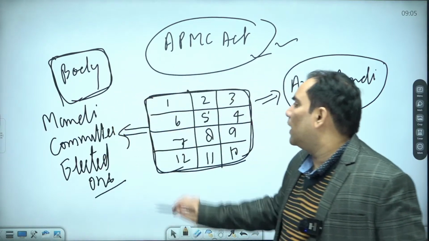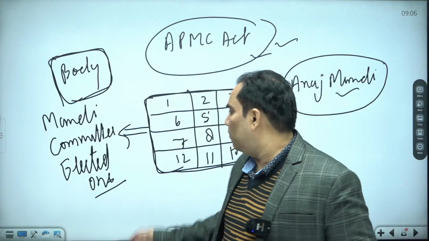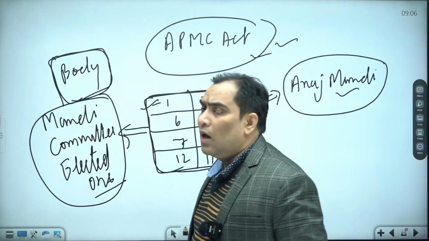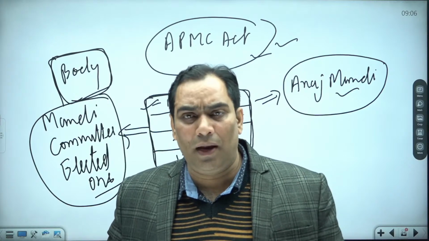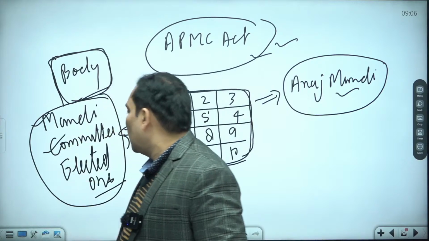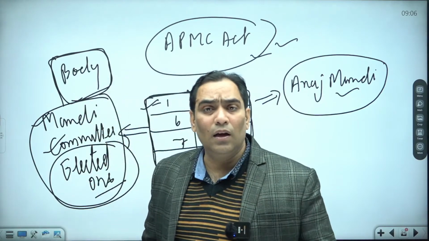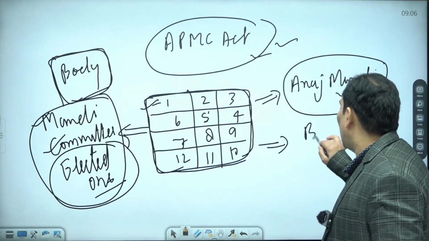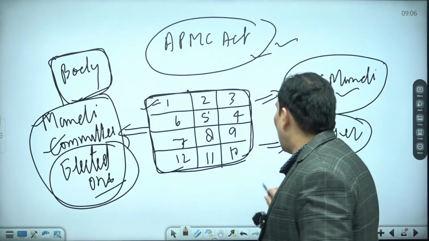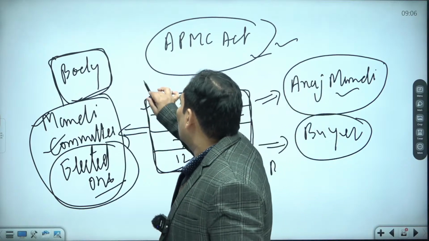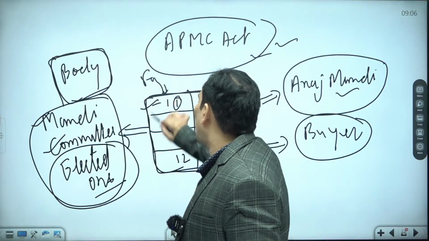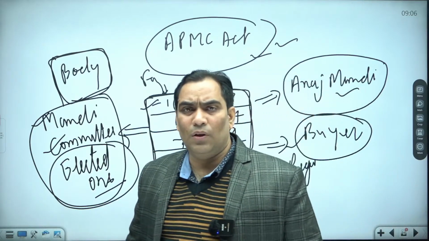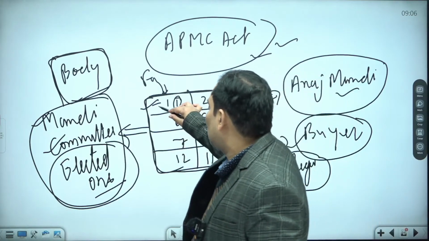That means these APMCs or these Anaj Mandis are going to be run by Mandi committees. So there is going to be a group of people responsible for running these Anaj Mandis in a transparent, accountable and efficient manner, and that body was known as Mandi committees. That was an elected one. And in these Anaj Mandis there are going to be buyers, and these buyers take part in the buying and selling. Who is going to sell? The farmer of this particular region is going to sell the agriculture produce, and who is going to buy? The registered buyers, known as Adatiyas, were supposed to purchase this agriculture produce.